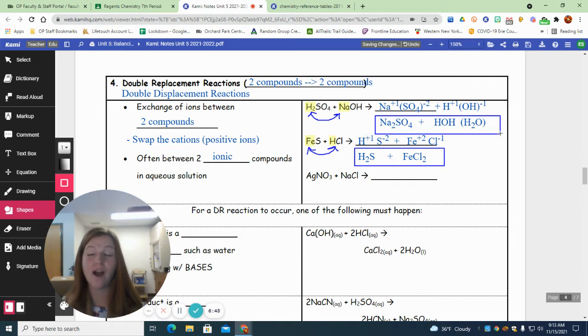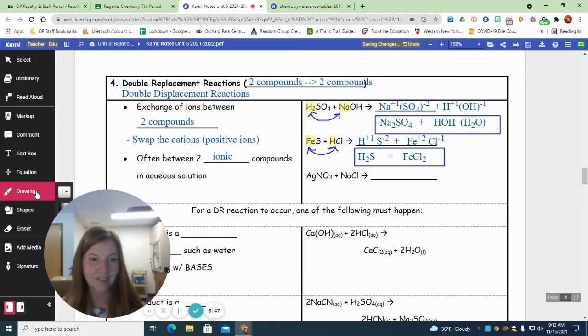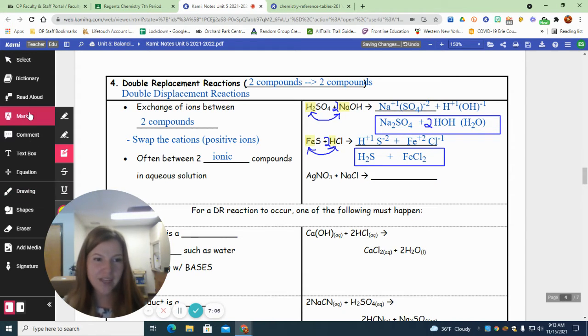That's my answer. Now I could take this a step further and say, all right, now that you know what your products are, balance it. So to do that, going back to this initial problem, I would need to put a 2 in front of the NaOH, and then I would need to put a 2 in front of the HOH. Down in this one, I need to put a 2 in front of the HCl on the reactant side, and we're good to go.